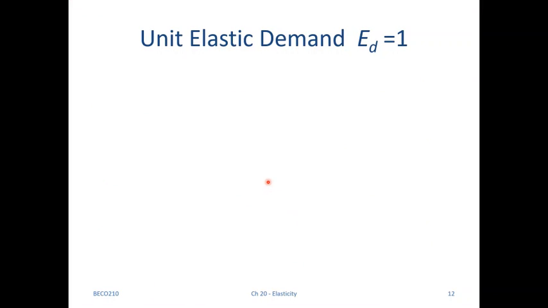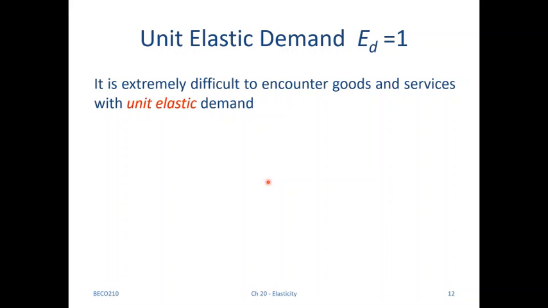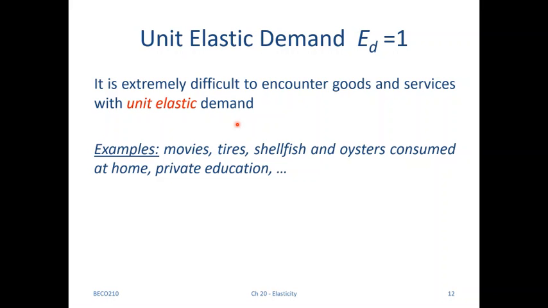Actually, it's very rare that you can encounter goods that have a unit elastic demand. It's very difficult to have the same exact change. It can be, for example, movies or tires or oysters or private education. But the fact remains that it's very hard to get goods where a percentage change in price will result in the same exact change in quantity demanded.